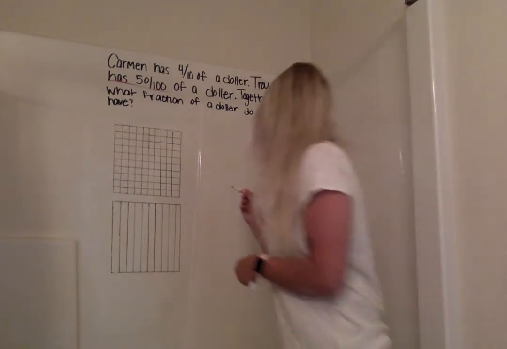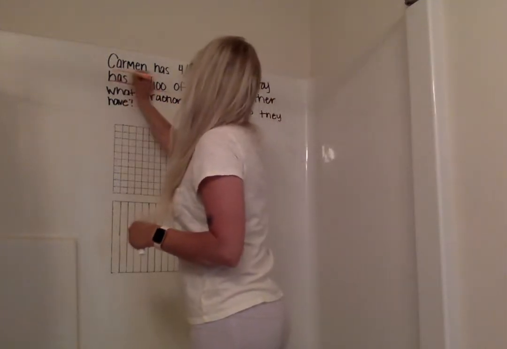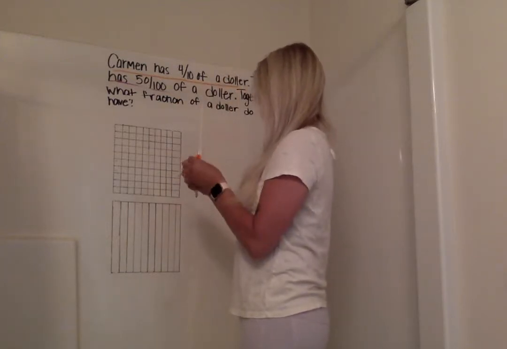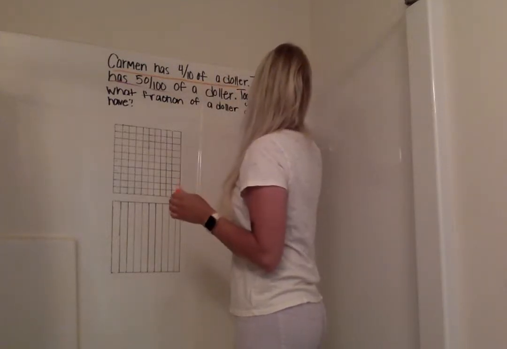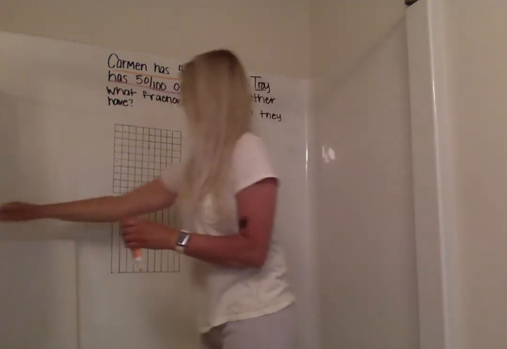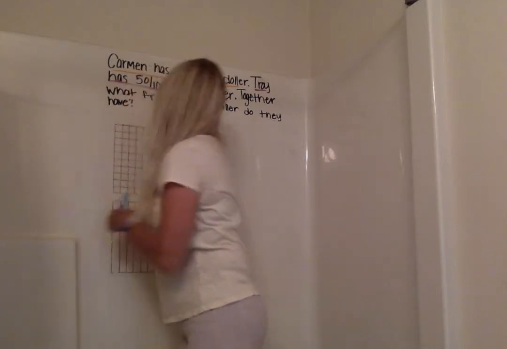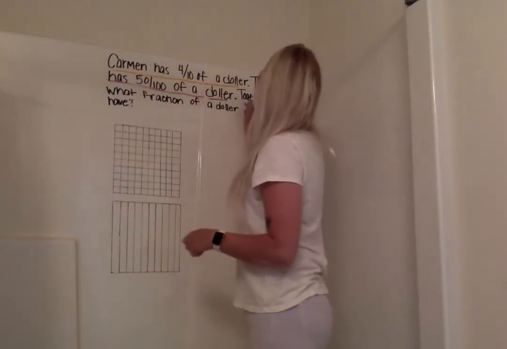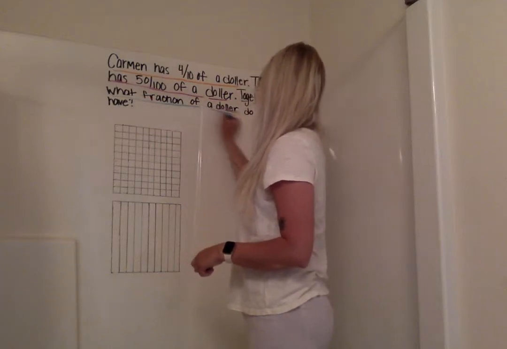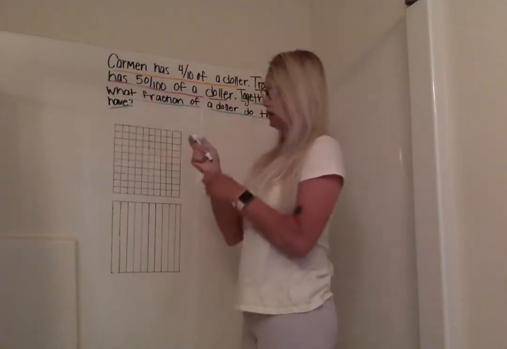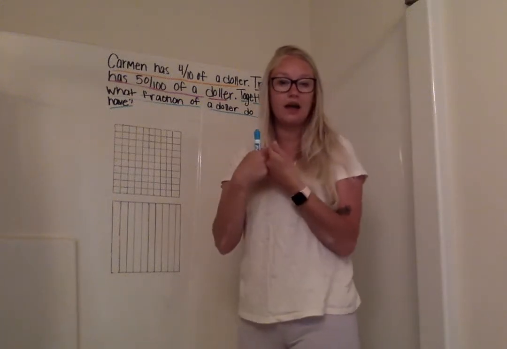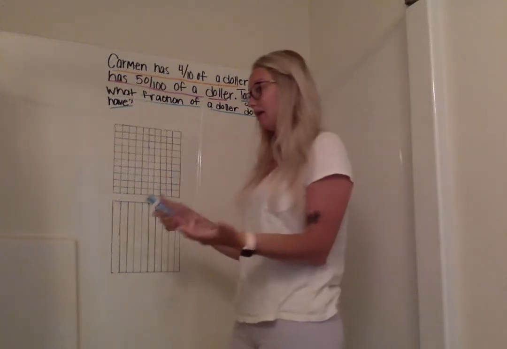The important information I see is that Carmen has 4/10 of a dollar. I see that Troy has 50/100 of a dollar. And the question that I see being asked is, together, what fraction of a dollar do they have? Because it's asking what fraction they have together, that indicates to me that we're going to be adding.